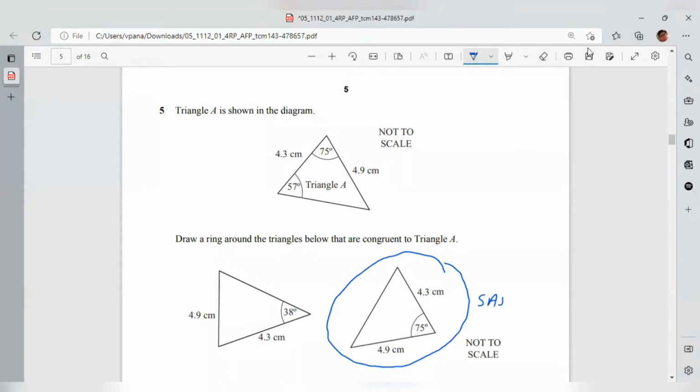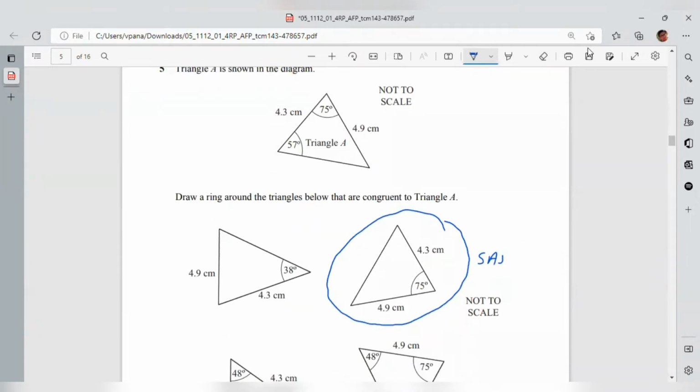Now if I have to find another congruent triangle, let me find the third angle. Here I have 75, then I can see 4.9. Let me find the third angle of this triangle. So the third angle would be 180 minus (75 plus 57). 75 plus 57: 7 plus 5 is 12, carry 1, it is 132. So 180 minus 132 is 48 degrees.